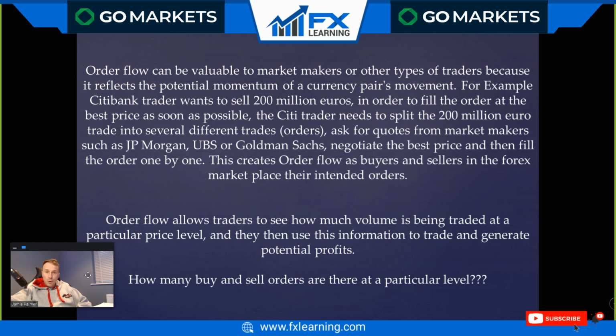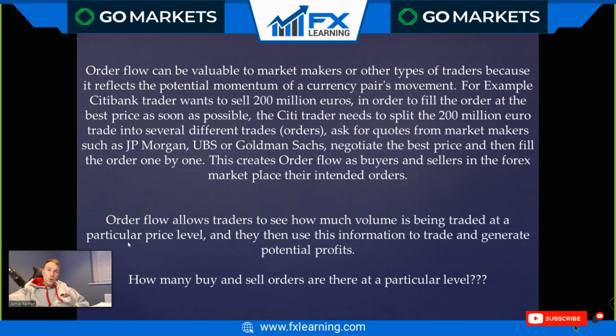So for example, price comes down to a support line and we'll be looking at the order flow, the amount of orders, potential buy orders or sell orders at that level to gauge which way the market is likely to head. Is it going to bounce off that support line and go into an uptrend, or is it going to go through that support line and continue into a downtrend? So the question we always ask ourselves is how many buy and sell orders are there at a particular level?